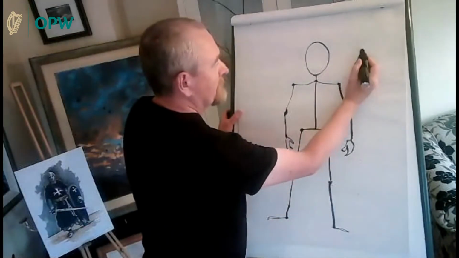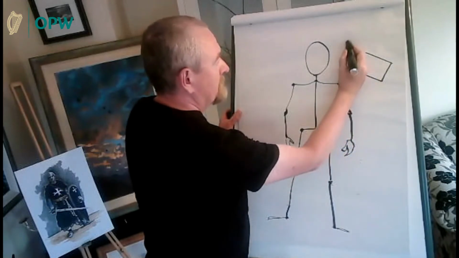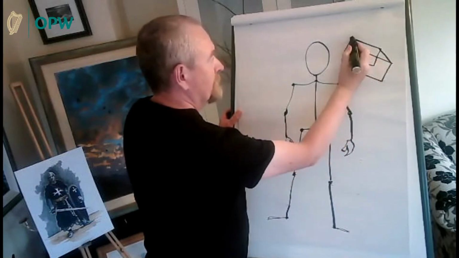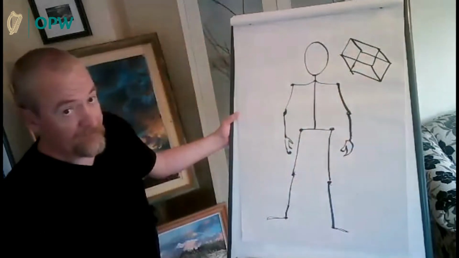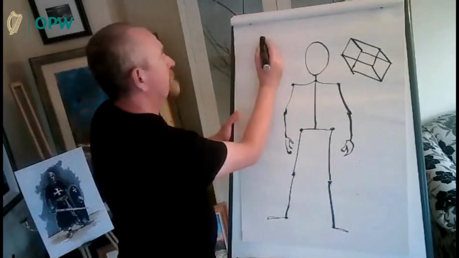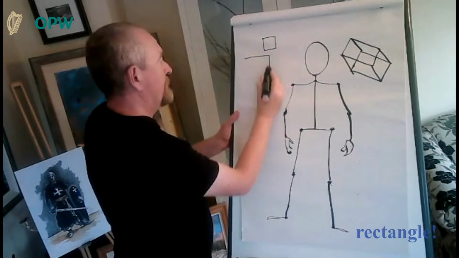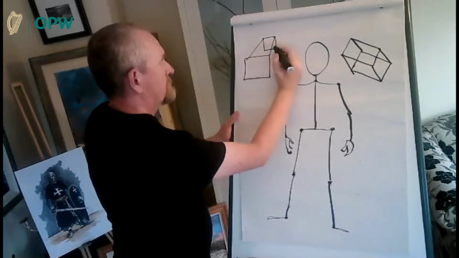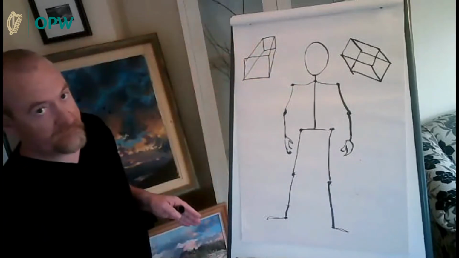How to make a box. Rectangle, rectangle, join up the edges, and a box shape. Not very difficult. If you want to look up at the box, you have a small box, you have a bigger box, join up the edges. You're looking upwards at the box.